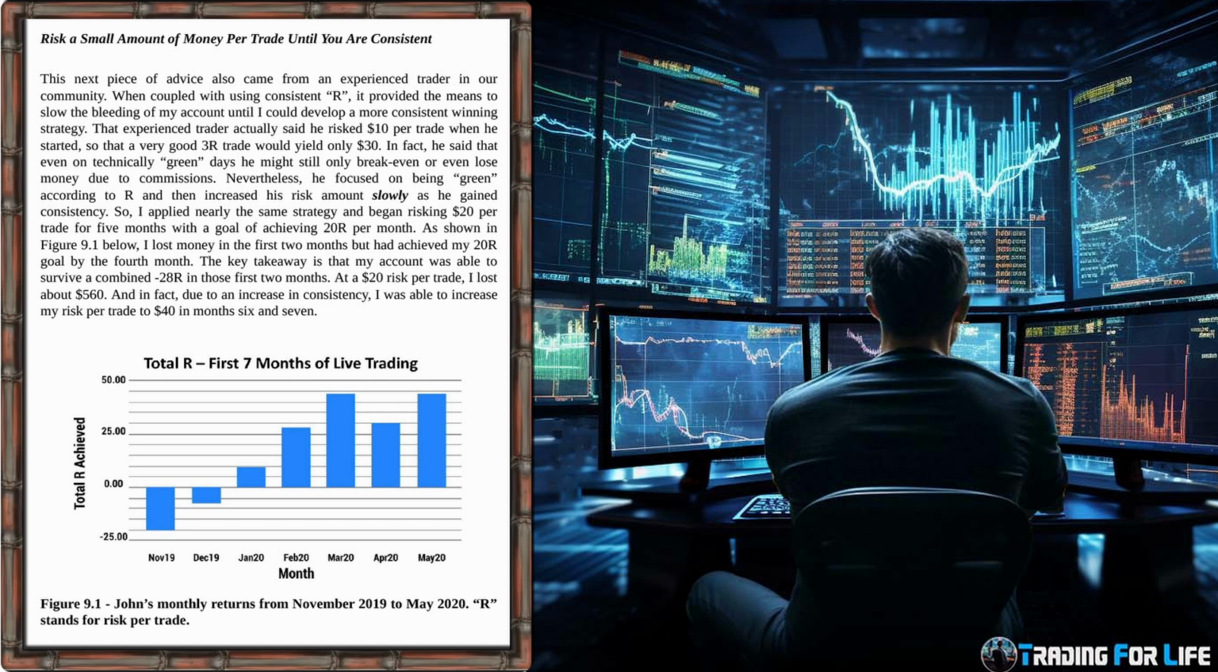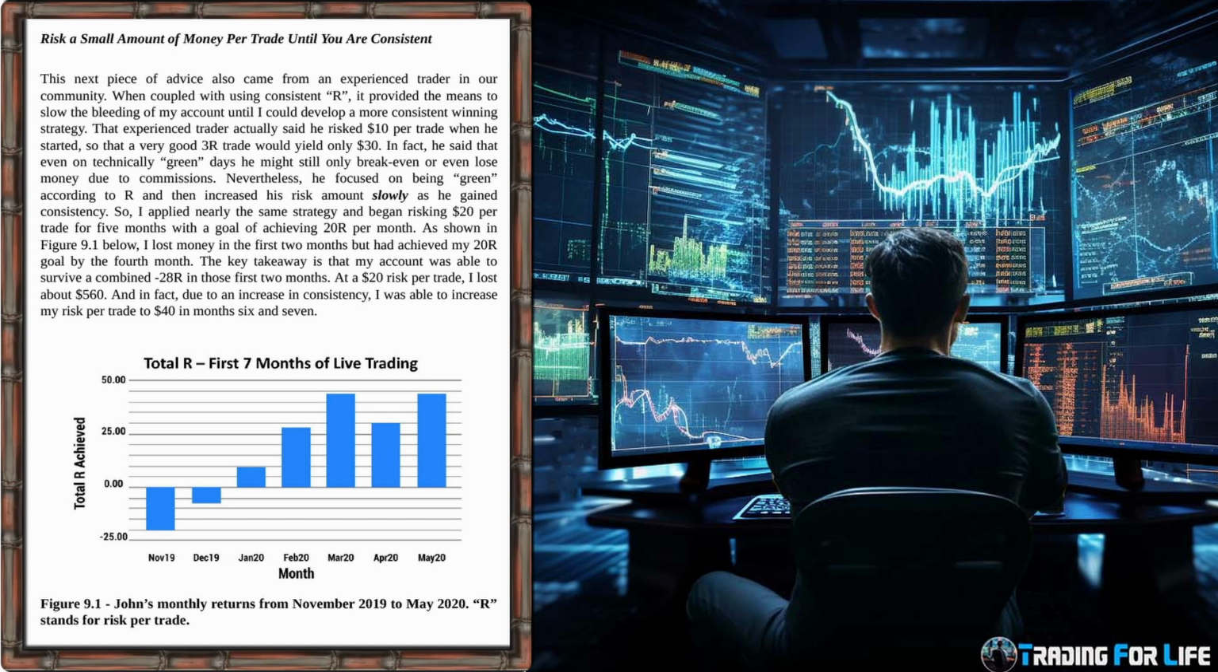This next piece of advice also came from an experienced trader in our community. When coupled with using consistent R, it provided the means to slow the bleeding of my account until I could develop a more consistent winning strategy. That experienced trader actually said he risked $10 per trade when he started, so that a very good 3R trade would yield only $30. In fact, he said that even on technically green days, he might still only break even or even lose money due to commissions. Nevertheless, he focused on being green according to R, and then increased his risk amount slowly as he gained consistency.